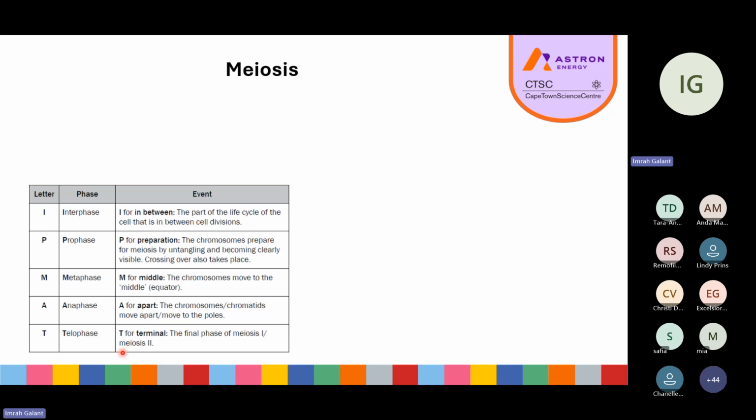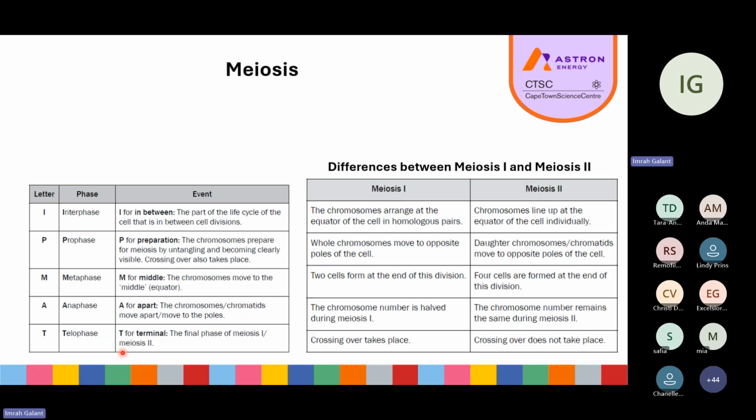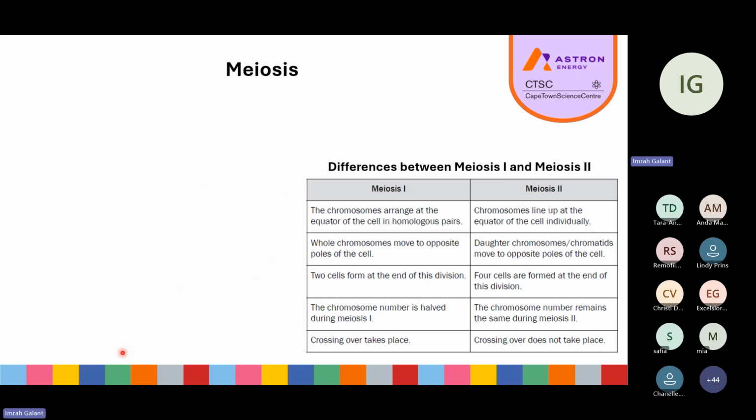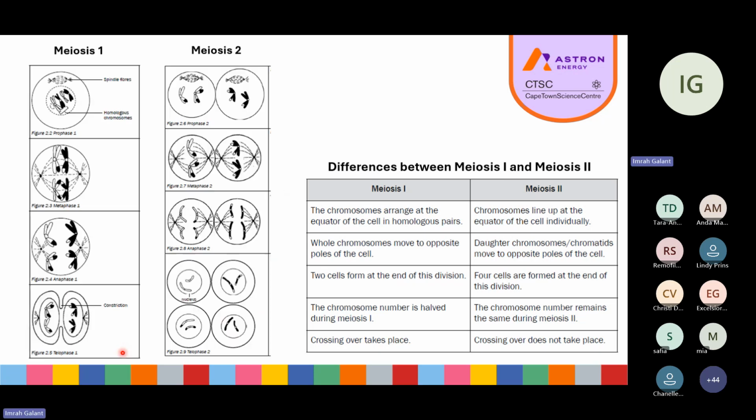Okay, so now guys, we're just going to look at the next one. That's going to be the differences between meiosis 1 and meiosis 2. So they also like to ask these types of questions. So let's quickly just look at it. If they're asking you to tabulate the differences between meiosis 1 and meiosis 2, for example, you can say crossing over takes place here in meiosis 1 and crossing over does not take place in meiosis 2.